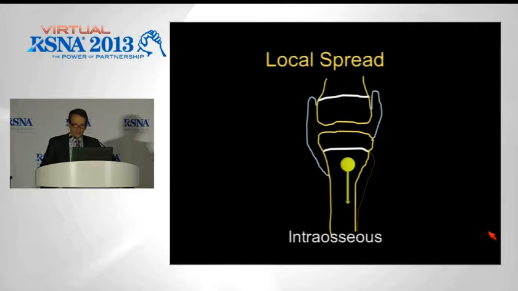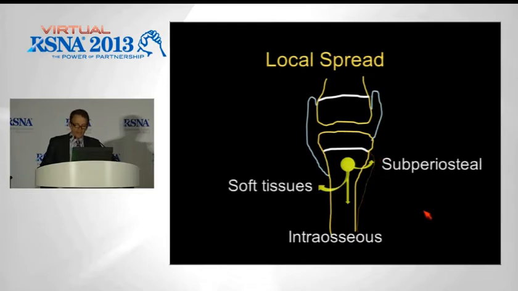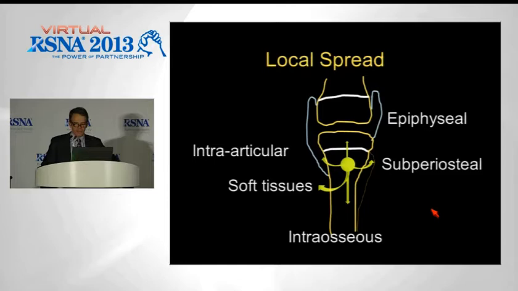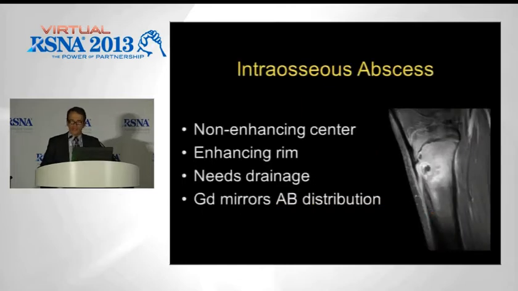the rest of the bone, into the subperiosteal tissues, and notice in this diagram that the periosteum inserts very tightly in the perichondral junction, and so therefore typically a subperiosteal abscess can elevate the periosteum, but it stops suddenly at the perichondrium. And then it can also go into the soft tissues and of course into the joint, and finally into the epiphysis. So how does an intraosseous abscess look by imaging?